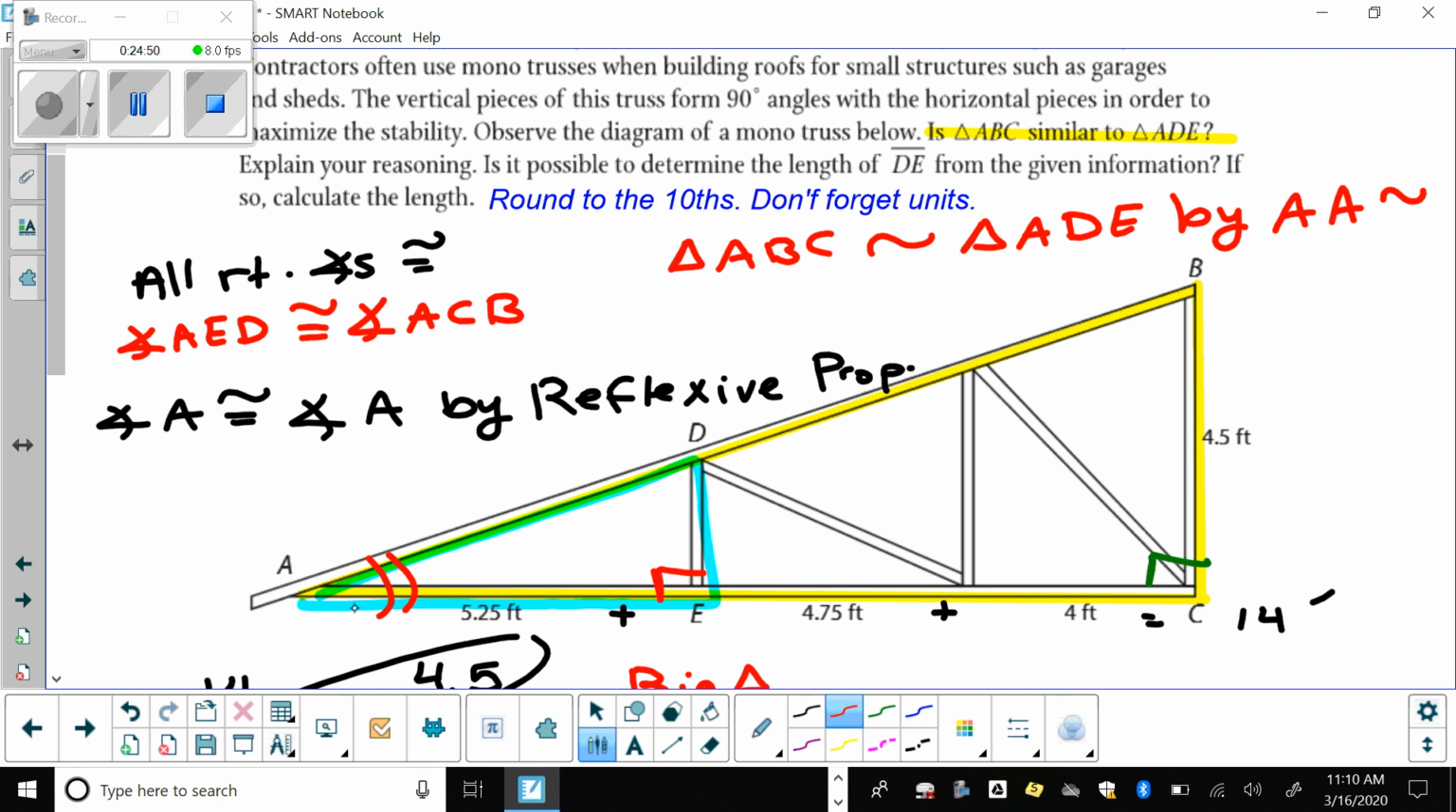They have angle A. So by reflexive property, that angle is congruent. They both have it. And then notice, if you read the problem, the vertical pieces of this truss form 90-degree angles. And you guys know that all 90-degree angles are congruent to each other. So therefore, angle AED and angle ACB, these are right angles. So therefore, angle E and C are going to be congruent to each other. All right, so by AA similarity, I got two similar triangles.